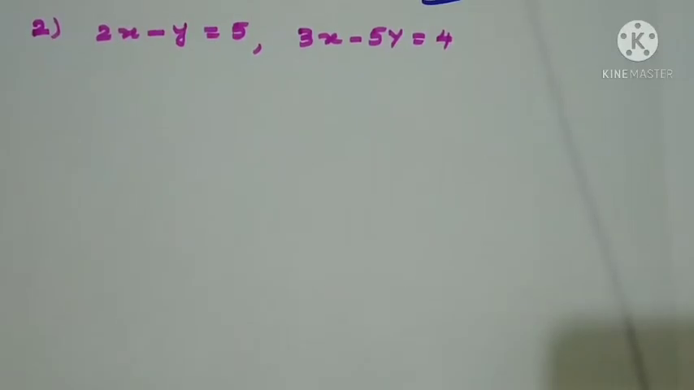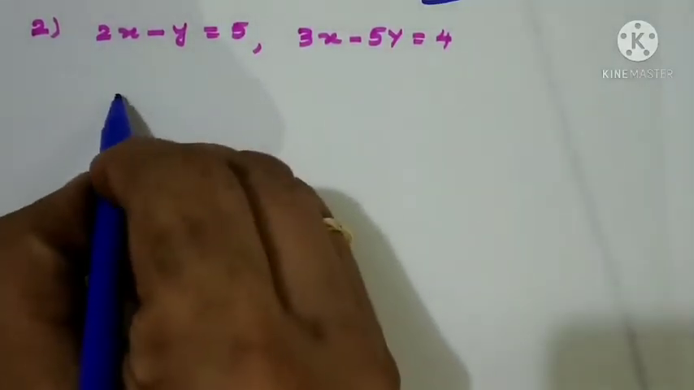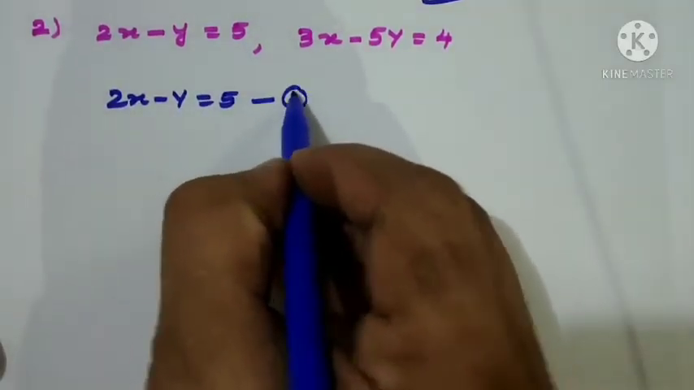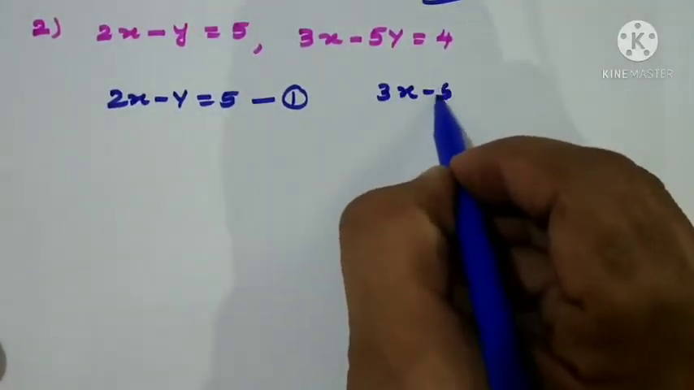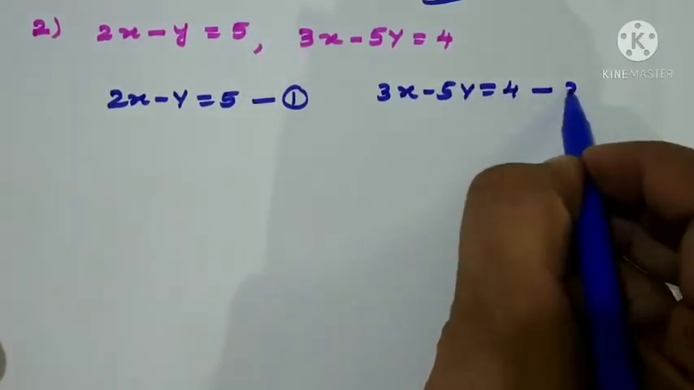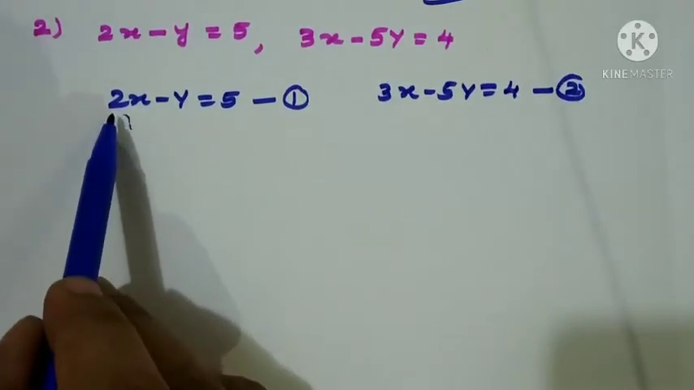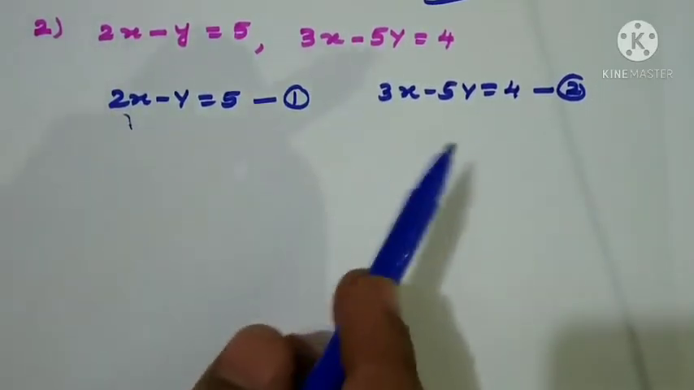Next question, 2x minus y equal to 5 and 3x minus 5y equal to 4. One more time, we have to do the same pattern, and you will understand more. So what is the first step I have to take? I'll name the equations 1 and 2 respectively. So I'll write here 2x minus y equal to 5, that is equation number 1, and 3x minus 5y equal to 4, that is equation number 2. I just want to eliminate, just to compare that.